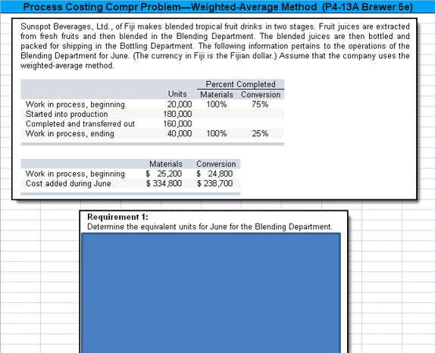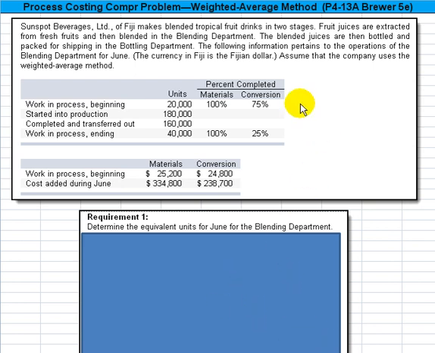Let's take a look at this process costing comprehensive problem using the weighted average process costing method. Sunspot Beverages Limited of Fiji makes blended tropical fruit drinks in 2 stages. Fruit juices are extracted from fresh fruits and then blended in the blending department. The blended juices are then bottled and packed for shipping in the bottling department. The following information pertains to the operations of the blending department for June. The currency in Fiji is the Fijian dollar. Assume that the company uses the weighted average method.